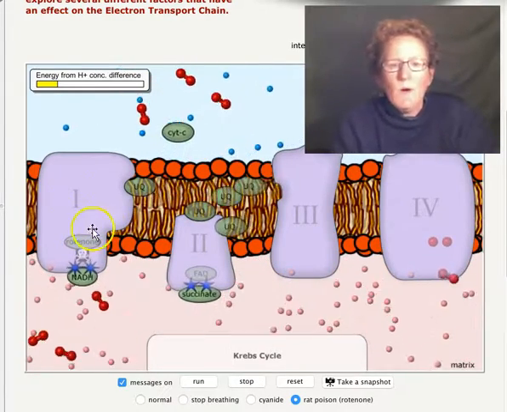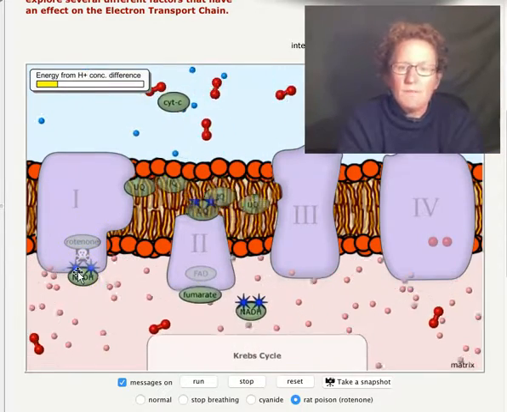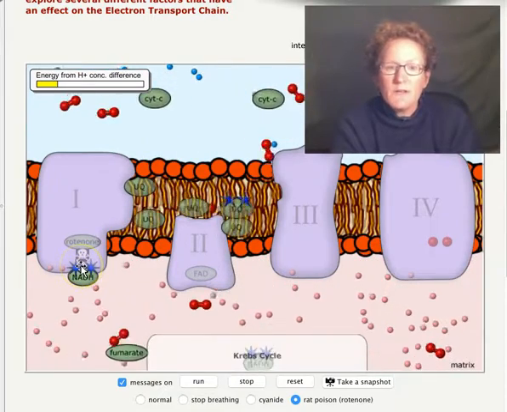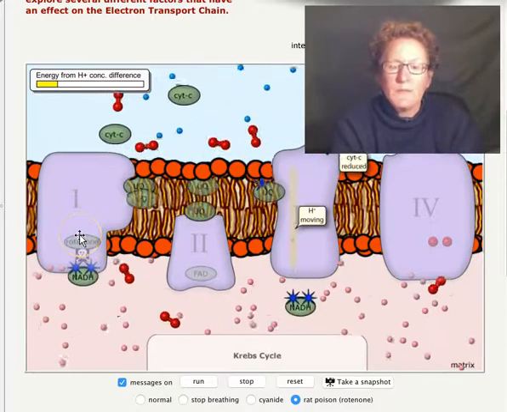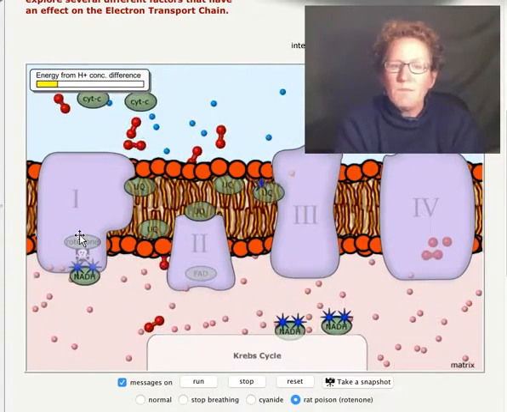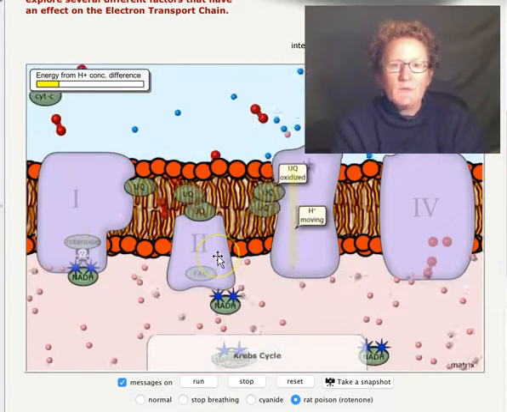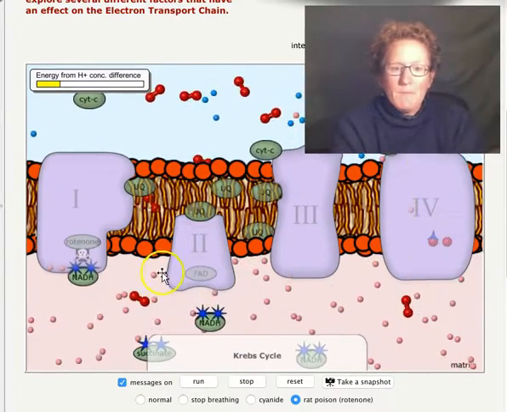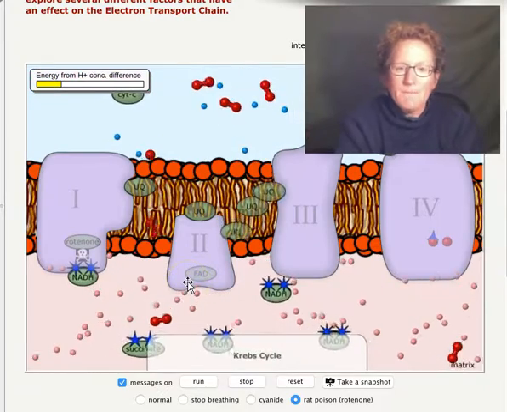this complex 1 can't receive high energy electrons from NADH. Bad news, because those are the highest energy electrons, and now we can't do anything with them because rotenone, this rat poison, is blocking that site. We still can make a little ATP. We can still pump some H+ ions across because succinate can land right here.